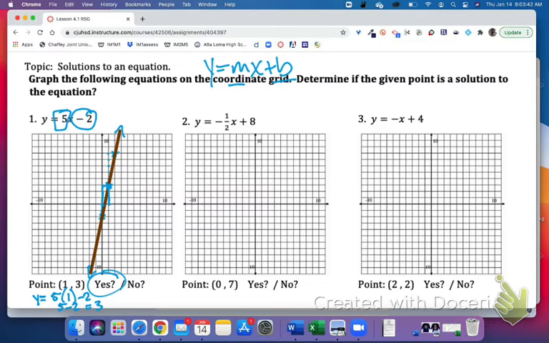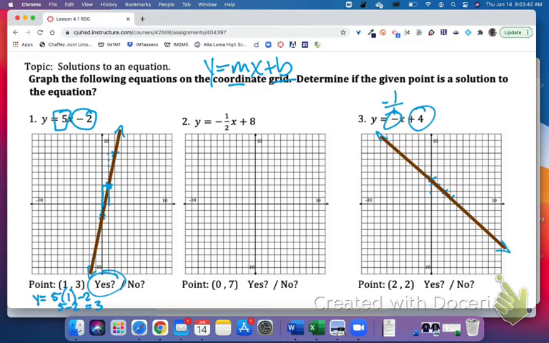Number 3. Again, identify that y-intercept first. 1, 2, 3, 4. So there's my y-intercept. And then my slope is negative 1, so we can call it negative 1 over 1. So we go down 1 over 1. Down 1 over 1. Down 1 over 1. And so on. There we go, and so we have our equation.